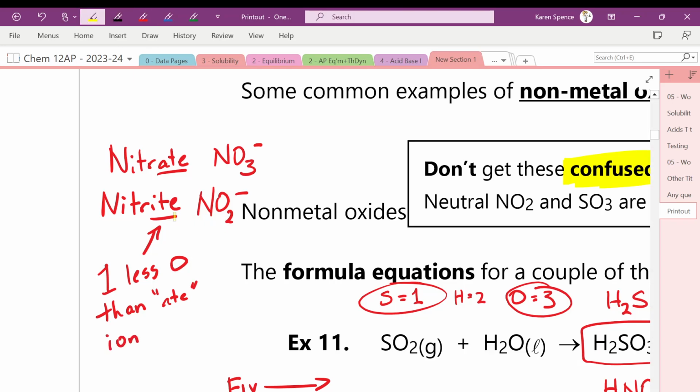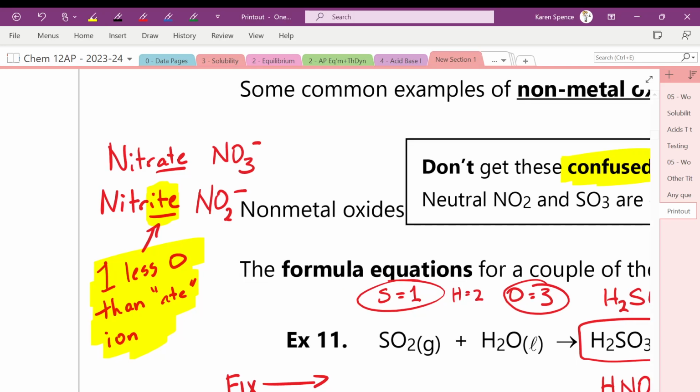Okay, so your NO2 minus ion has one less oxygen than the NO3 minus ion. The charge remains the same. The only thing that changes is the number of oxygens. So now you know those two, and you could make the acids based upon them, HNO2 and HNO3. If you try to make only HNO2 or only HNO3, you will not be able to balance the reaction.